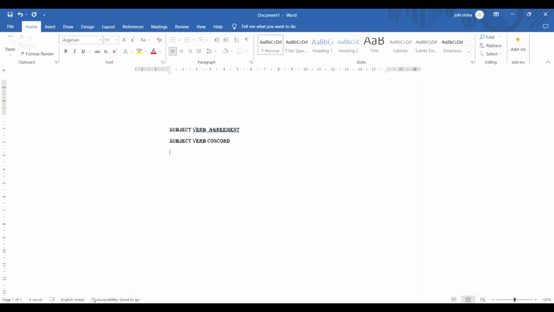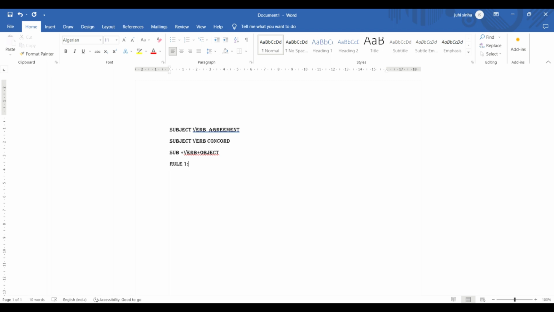Now, each sentence is basically made up of three parts. That is the subject, the verb, and the object. Now, the subject and verb should be in accordance with each other. What I mean to say is that the verb used in a sentence should be according to the subject of the sentence. For example, we'll take up some rules.